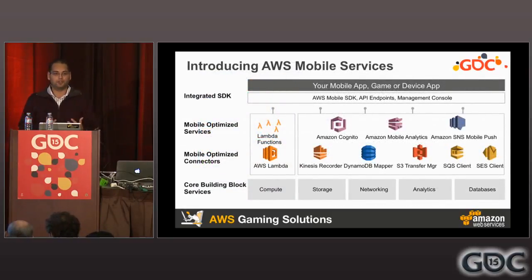And so I would like to introduce the AWS mobile services offerings that we have. We have a full range of services that supports all of this functionality, and they're fully integrated with the rest of the AWS offering. And they're optimized for mobile use cases. On the top of the stack is your mobile app, game, or device. And then within that, we have your mobile SDK, your API endpoints. We actually provide native SDKs for iOS, Android, as well as Unity. And so you have access to cross-platform development as well as native development.